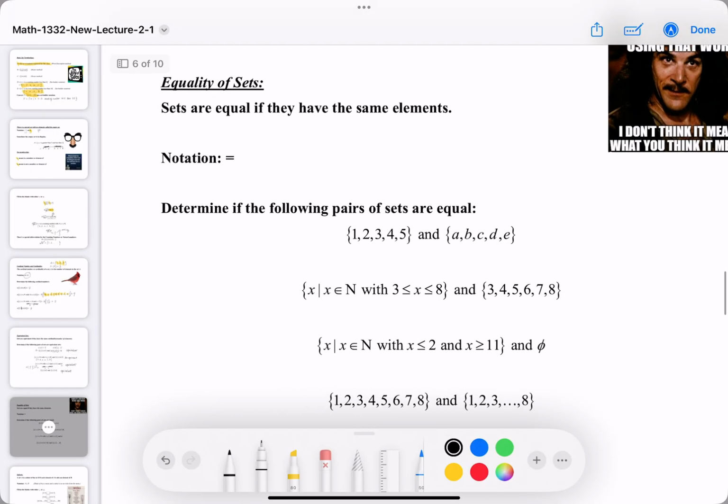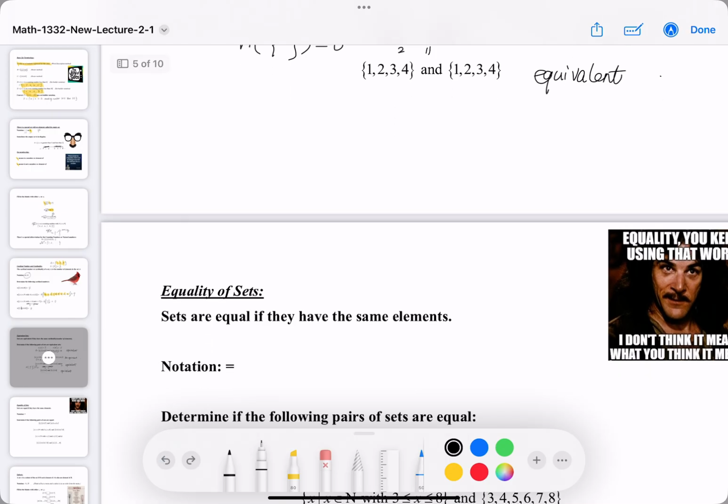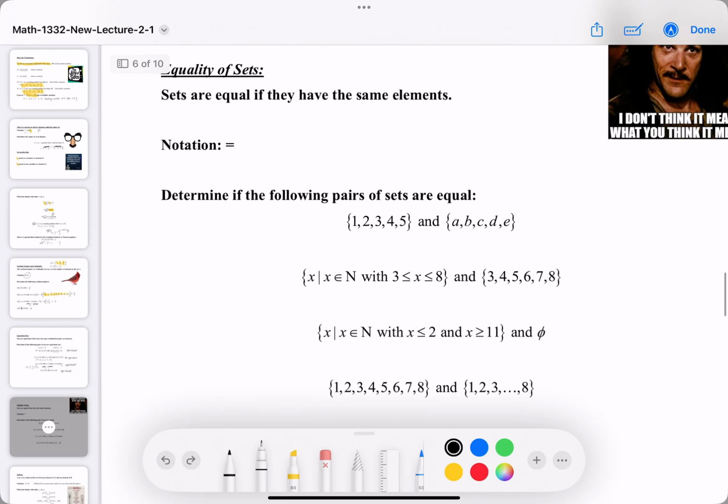All right, let's see equality of sets. Sets are equal if they have the same elements. For example, the previous one, they have the same elements. So we say they are equal. And we use this notation to say they are equal.